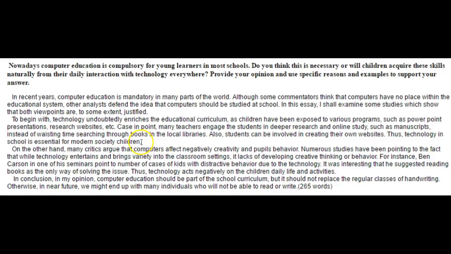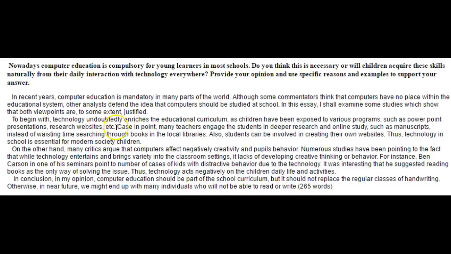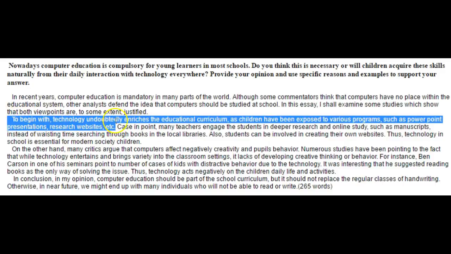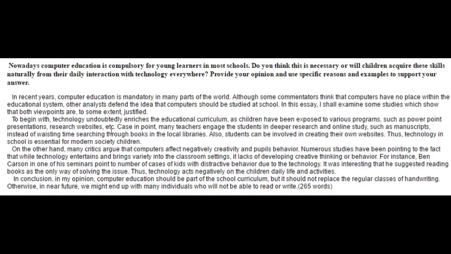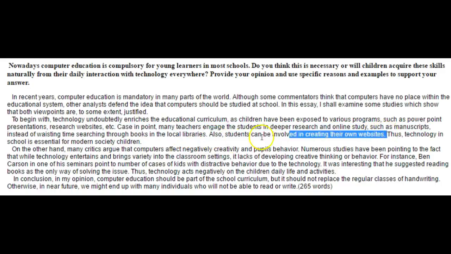But one thing we need to really concentrate on as well is the idea that one paragraph should contain one idea that is fully explored. Because with this paragraph we have one idea: technology enriches the educational curriculum due to the variety of things that they come into contact with. A second idea, that education with technology is more efficient than using libraries. A third idea about the value of creating a website. So we need really one idea.